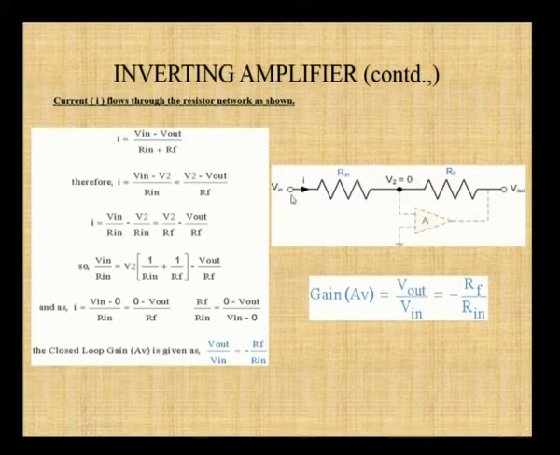So you will be getting Vin by Rn is equal to minus Vout by Rf. So when you calculate the gain of the amplifier, the output voltage divided by the input voltage is minus Rf by Rn. So this negative sign indicates a 180-degree phase shift between the input voltage and the output voltage. So here, this is an inverting amplifier.